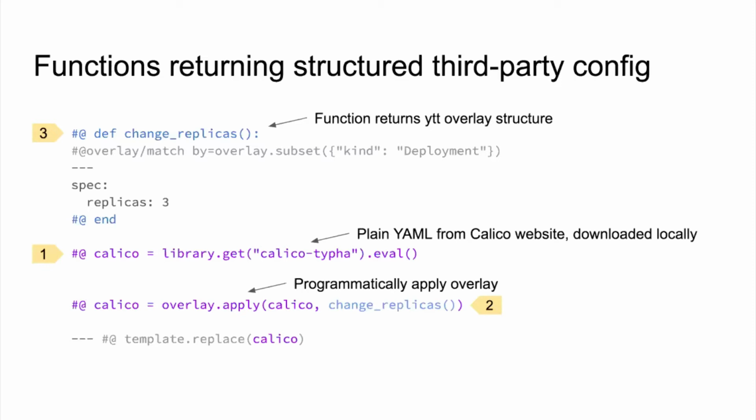And this is why YTT overlays are helpful. Overlays with YTT provide you with a way to patch existing YAML. And so you'll see on arrow 1, we get the Calico YAML, and then we apply the overlay on arrow 2. And then finally, on arrow 3, you'll see there's the change replicas, which is the overlay we're applying. So change replicas has also been generated within YTT.